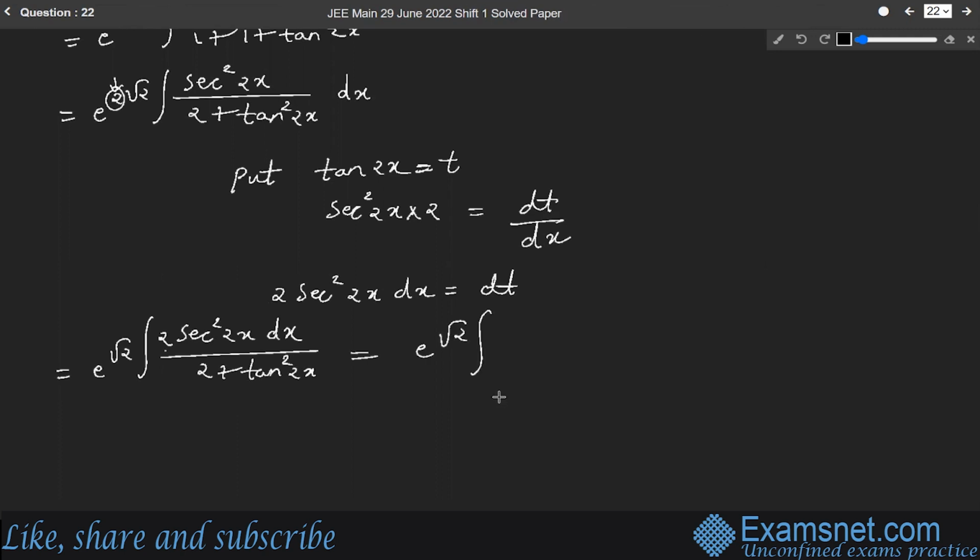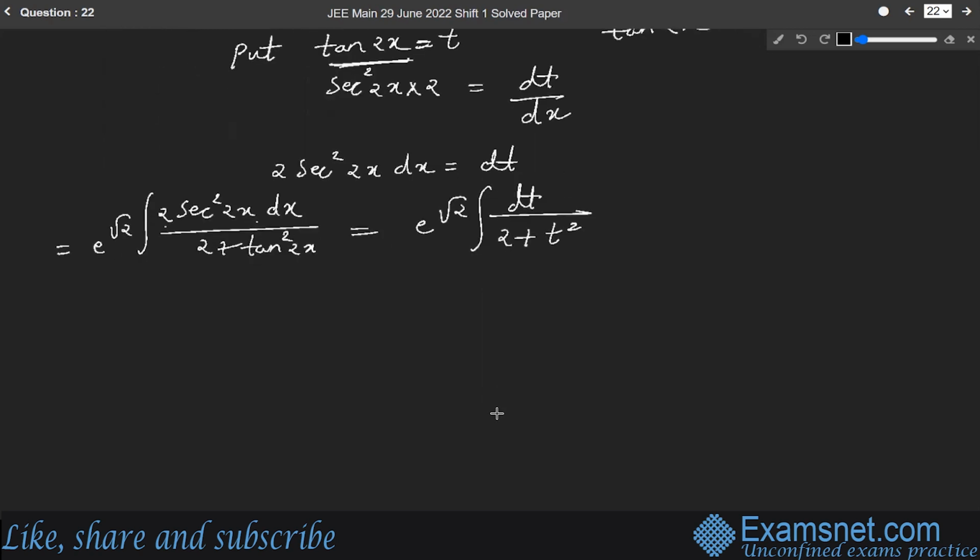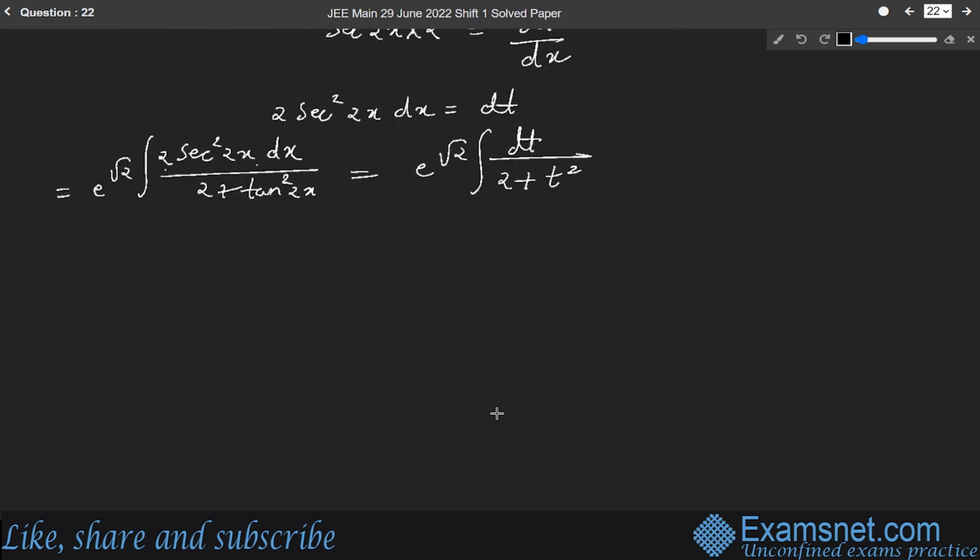We know that 2 sec square 2x dx is equal to dt, divided by, in the denominator, 2 plus tan square 2x. But tan 2x is t, so tan square 2x will be t square. So now we have to again find the value of this integral.